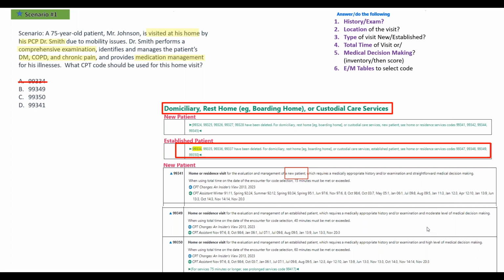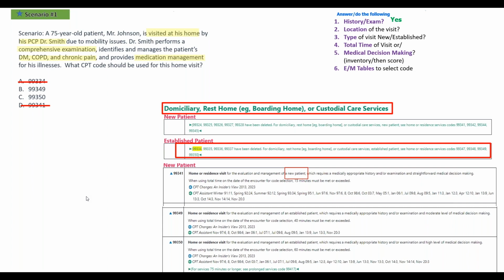Is Mr. Johnson a new patient? Yes, he is not a new patient to Dr. Smith. Why? Because it's not documented. As long as it's not documented as a new patient, we are going to take them as established patients. So option D is also incorrect, and that leaves us with option B and option C.